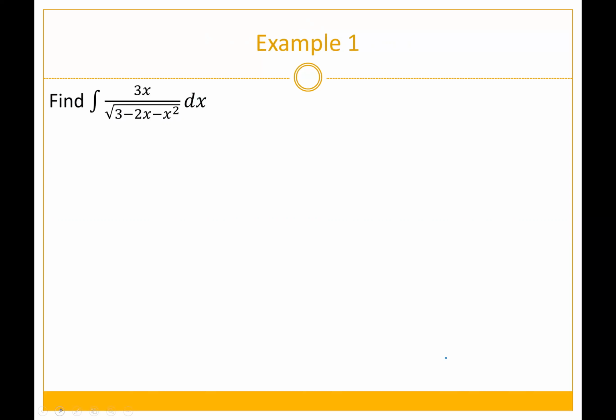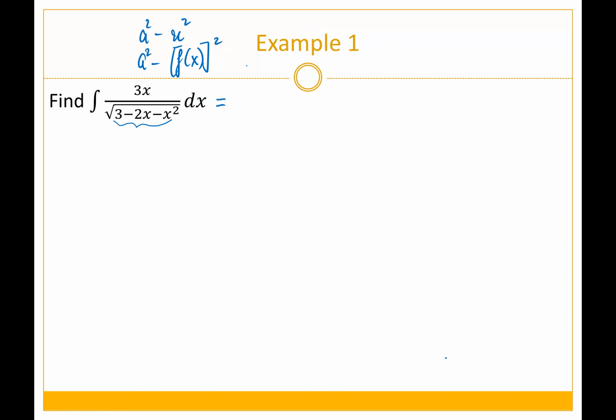So for this one, in the numerator, I couldn't really see anything about x squared, but in the denominator, you have the square root and you also have something with x squared. So look at this, 3 minus 2x minus x squared. I kind of want to put it in the form a squared minus something of x squared, so that I can use u sub, and it's exactly the case here.